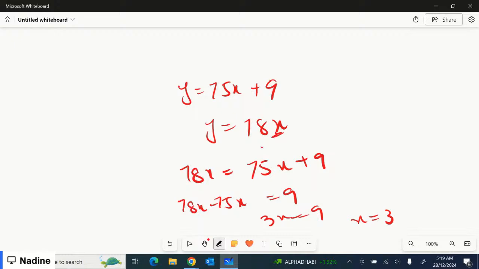Now replace x with 3. So y equals 78 times 3. 3 times 8 is 24, 3 times 7 is 21 and 2 more makes 23. So that is 234.